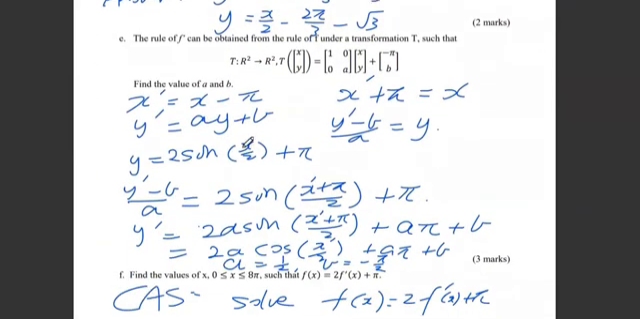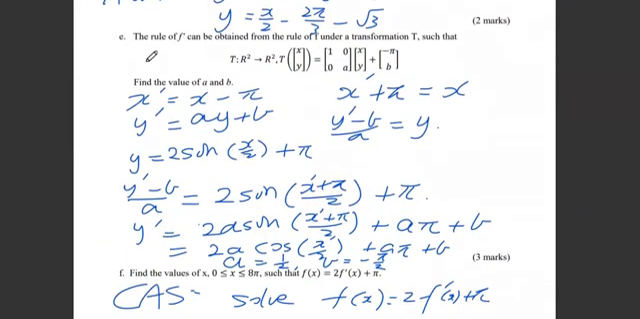All right, so the final part is the rule of f dash under this transformation. So what we do is, first we times out the matrix to get x dash equals x minus pi, and y dash equals ay plus b. And we rearrange to make x the subject. So x dash plus pi equals x, and y dash minus b on a equals y.